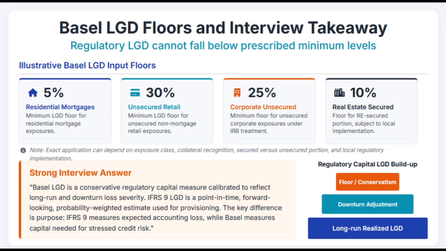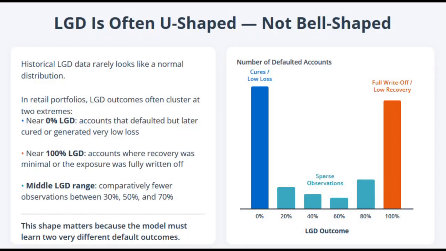From an interview perspective, Basel LGD is a conservative, downturn biased measure for capital. But IFRS 9 LGD is a point in time, forward looking measure for provisioning and typically scenario weighted, based on the forecast conditions. So one should prepare from the interview perspective as well, and one should have a deep understanding of what exactly each term means, right?